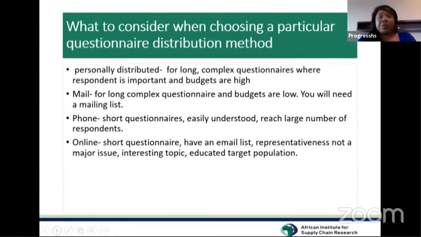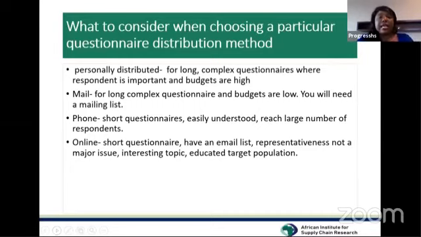And in cases where you've got short questionnaires that have got short scales, as we just discussed before, and the questionnaire is easily understood by anyone, and you intend to reach out to a large number of respondents, then phone surveys would be the best.